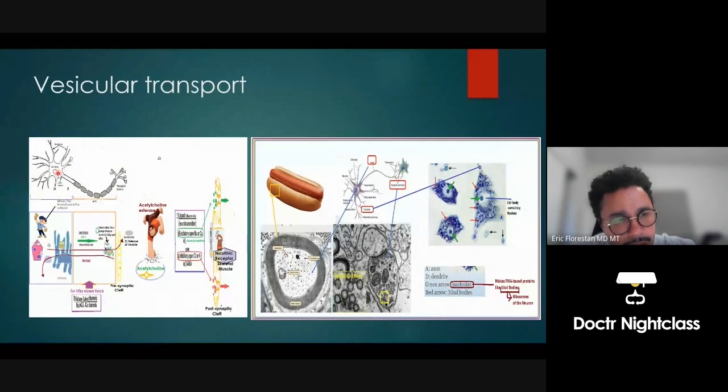All right, now it's going to exit and it has to travel down the microtubules, which are inside the axon. Inside the axon, you have these microtubules that are carrying the vesicle that has the neurotransmitter. It's going to take a lot of energy, a lot of ATP, to carry the vesicle down these microtubules.